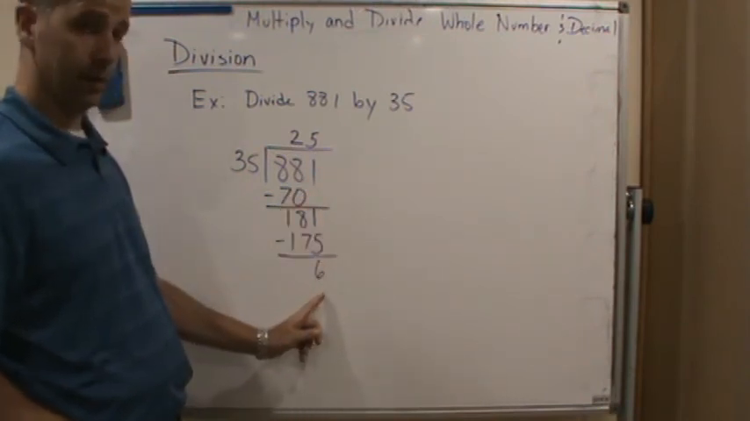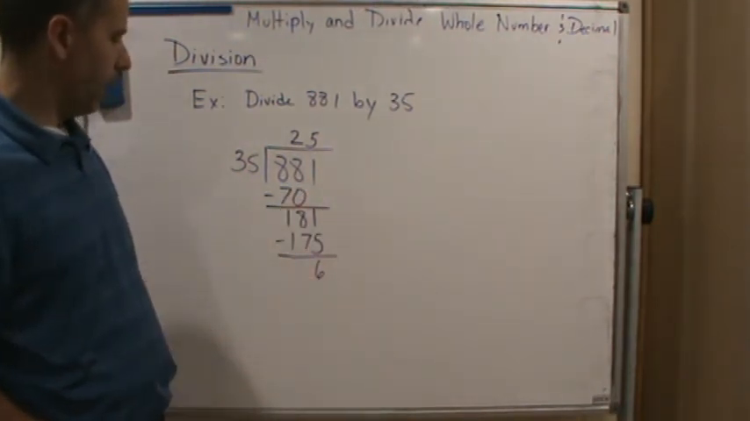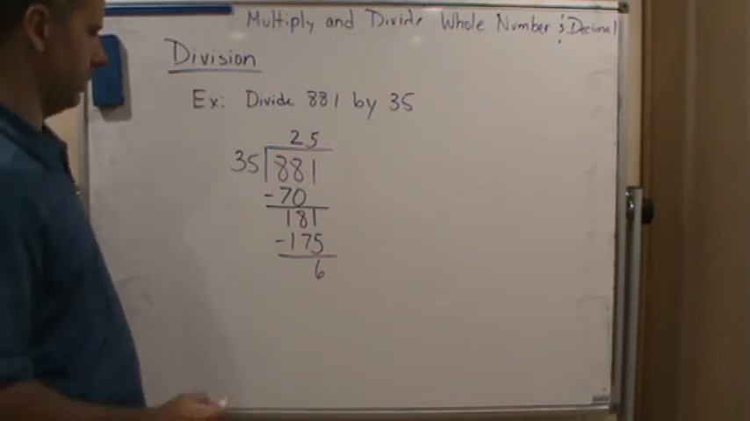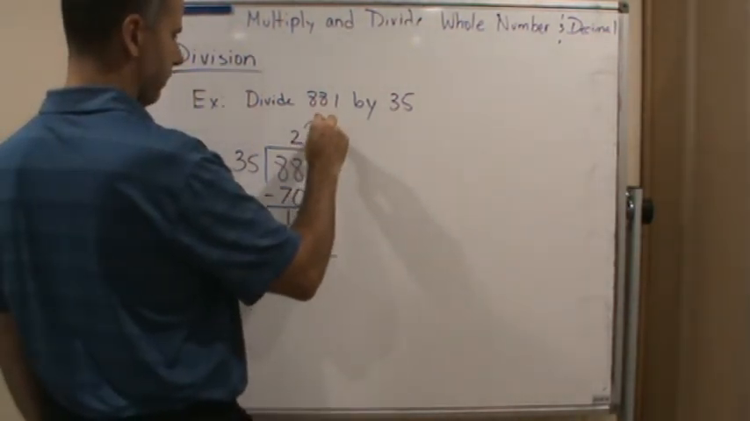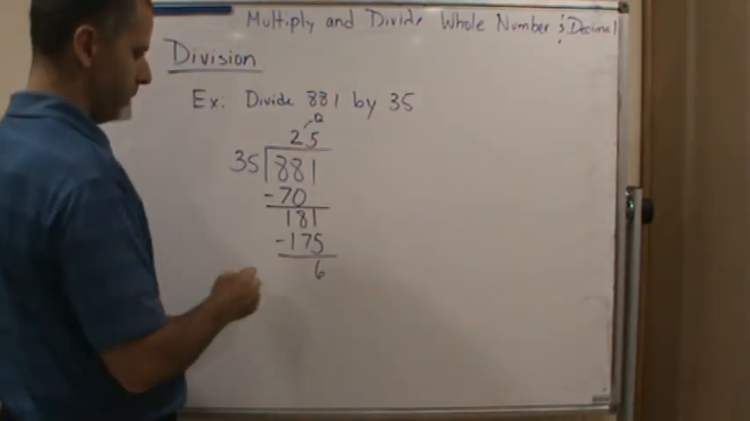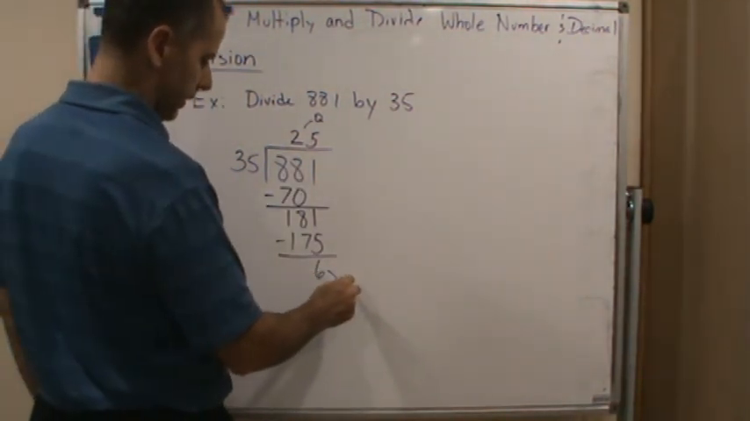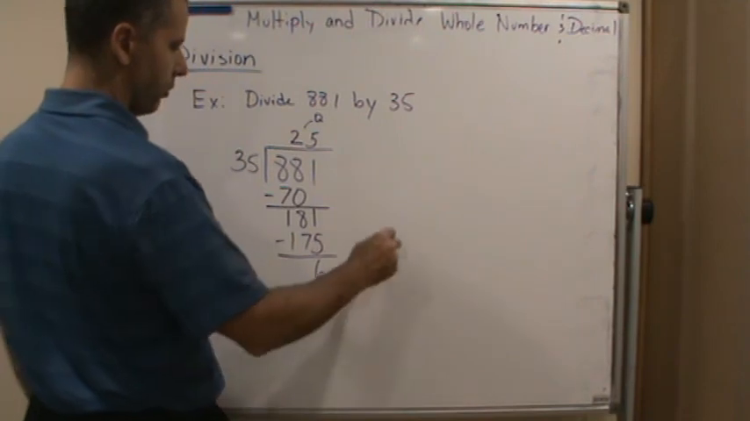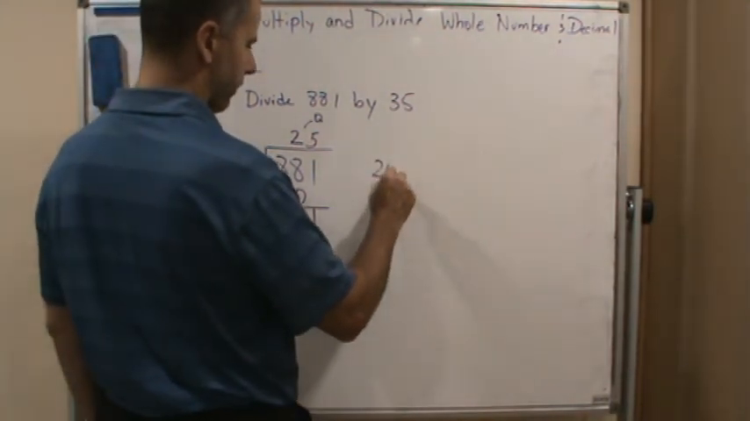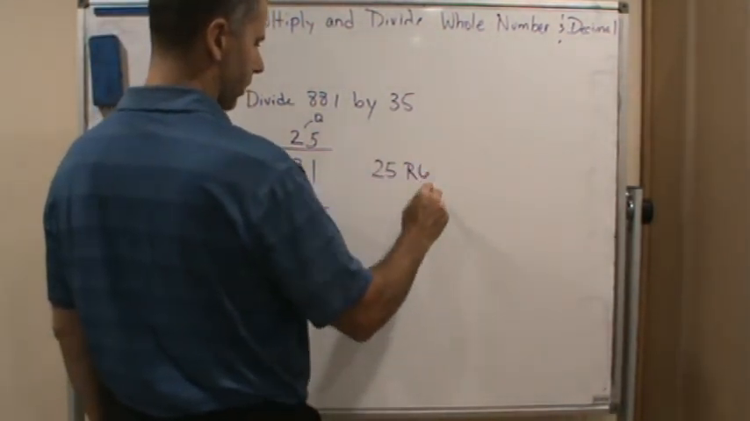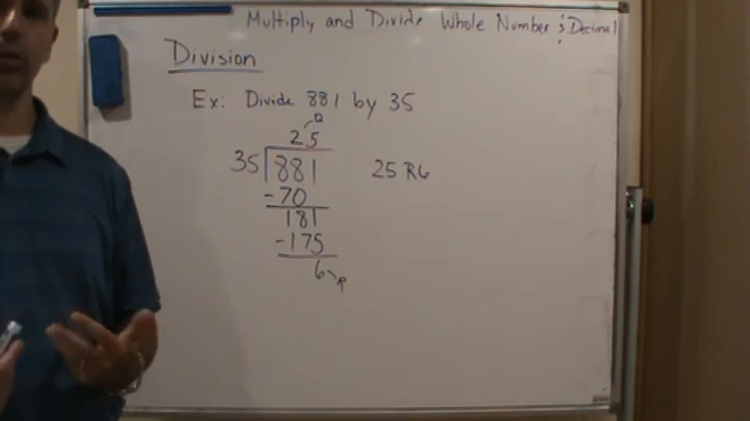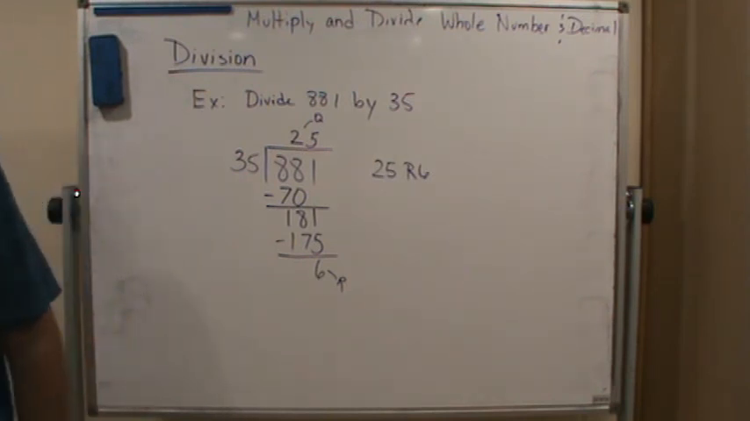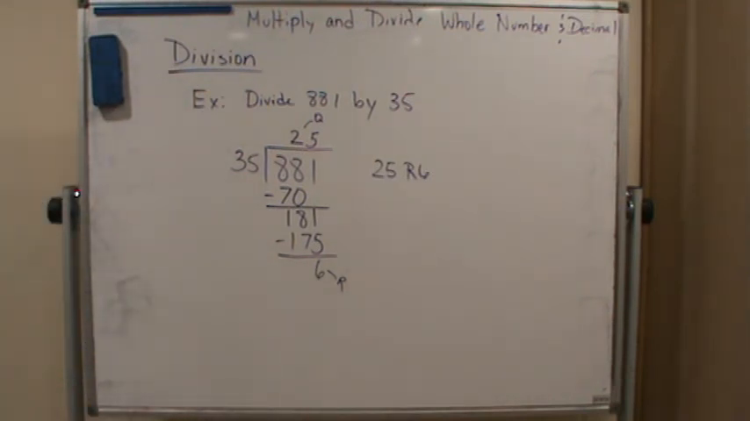We've reached the end. So now, what's the quotient? The quotient is 25, and the remainder is 6. So the way we would write it is 25, remainder 6. And that's it. That's how you do division with whole numbers. That's called long division.